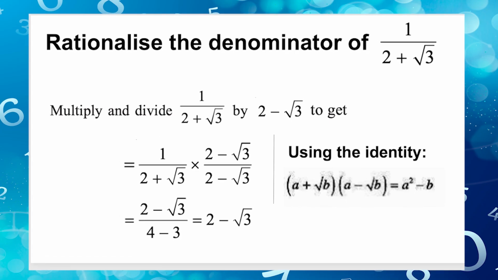Now students, let us understand the same concept by taking another example, which is to rationalize the denominator of 1 by 2 plus root 3. On multiplying and dividing by 2 minus root 3, we get 1 into 2 minus root 3 upon 2 plus root 3 into 2 minus root 3, which gives us 2 minus root 3. Our next topic is laws of exponents for real numbers.